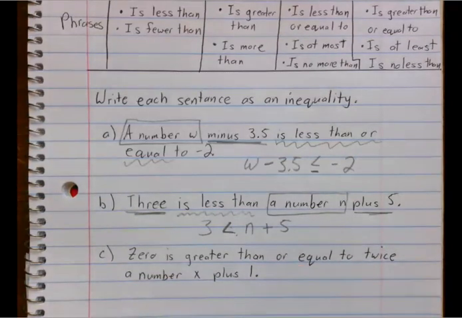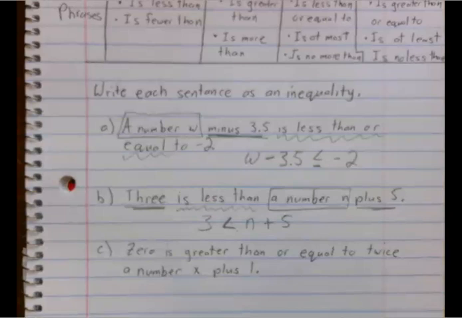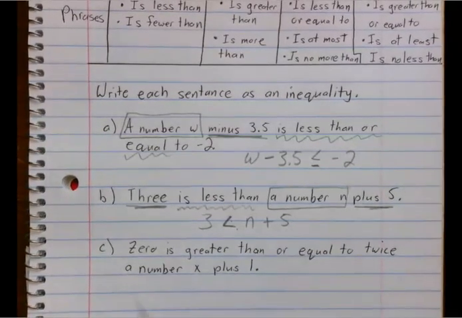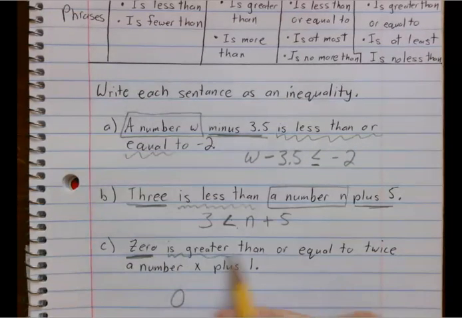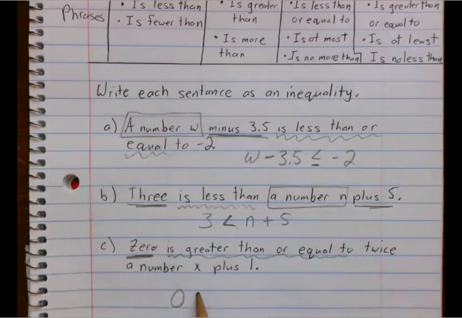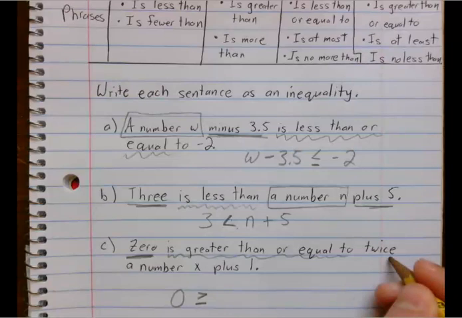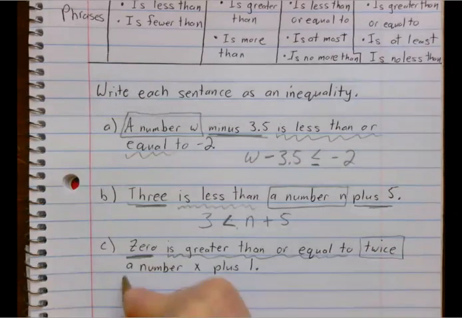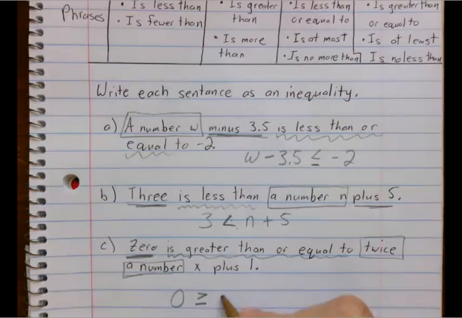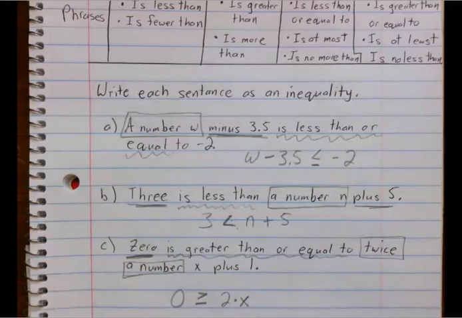It says 0 is greater than or equal to twice a number x plus 1. So again, we just take each piece as we see it. So we see 0 is greater than or equal to. So greater than or equal to is going to be facing 0. That wide side is going to be facing 0. And then we have twice a number. So this twice a number is interesting. Twice a number, right there, means that we're going to be multiplying. So that is 2 times, and then they give us a number x. So 2 times x. And then the last phrase that we need to do is plus 1. So I'm going to add 1.